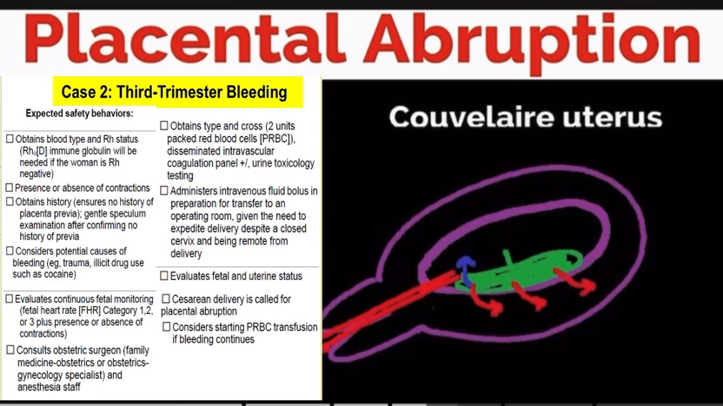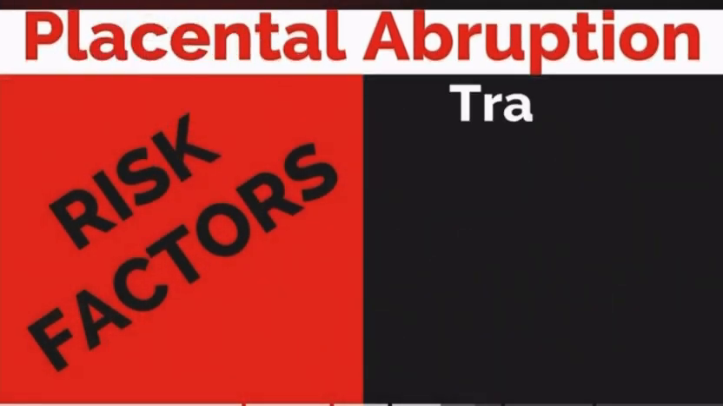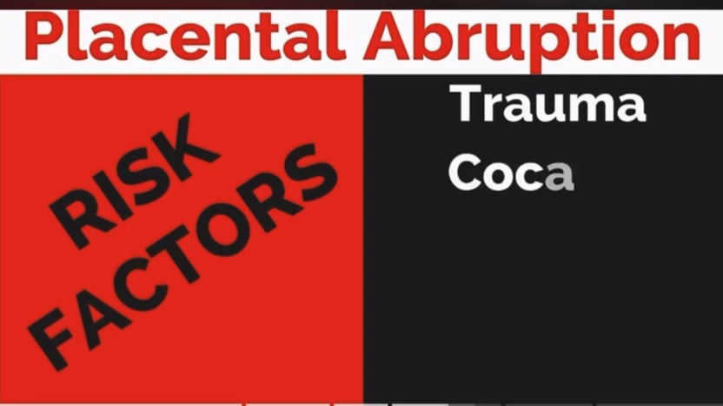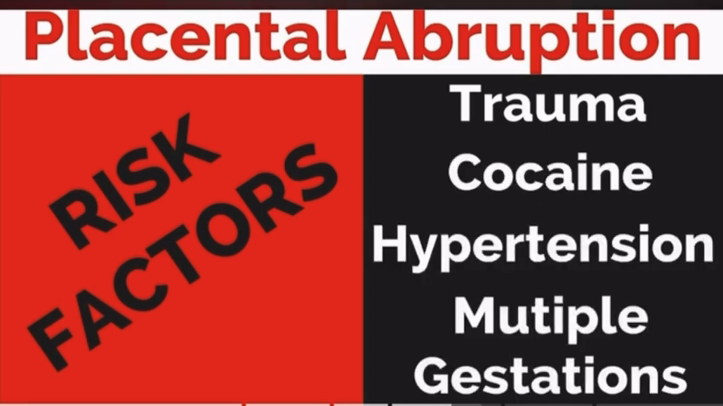The term Couvelaire uterus refers to the extravasation of blood into the uterine musculature, which causes the uterus to appear purple or blue. Risk factors for placental abruption include trauma such as a motor vehicle accident, domestic violence or fall, cocaine use, hypertension, and multiple gestations.